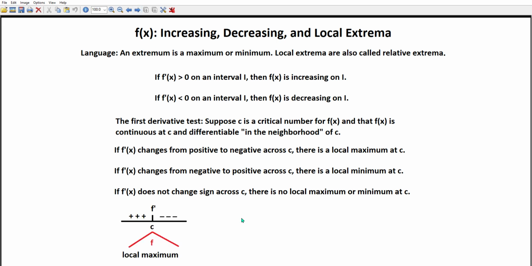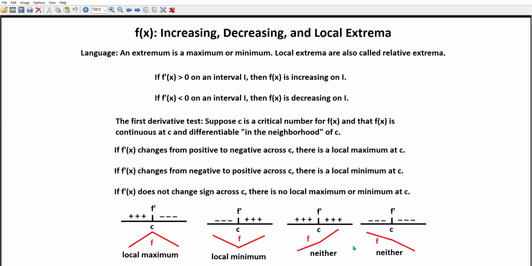So, for example, here's a chart of f prime. Let's assume that on the left-hand side of c it's positive, and on the right-hand side of c it's negative. Positive f prime means increasing f. Negative f prime means decreasing f. If you look at this picture, that's the picture of a local maximum. Now, if it's reversed, f prime is negative on the left-hand side of c and positive on the right-hand side, then we have a decreasing f and increasing f, and that's a local minimum.